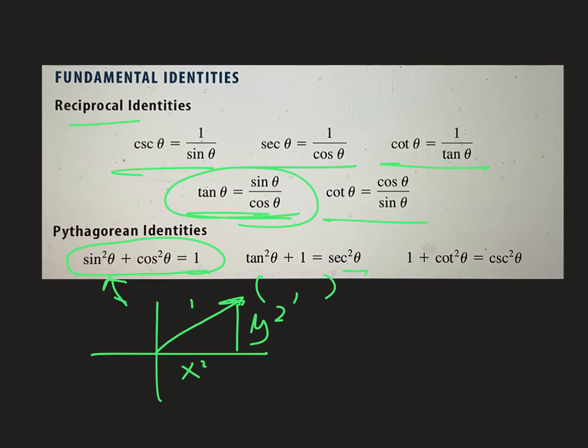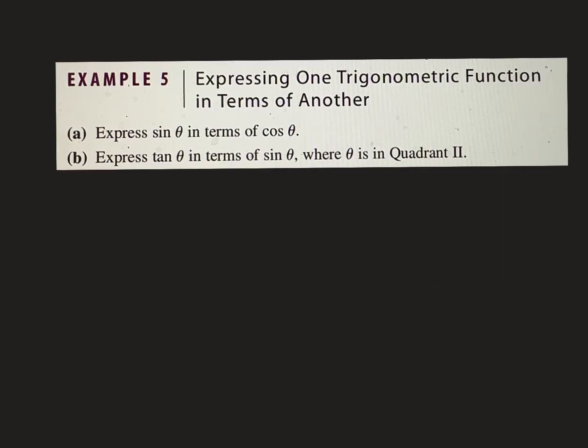If you substitute reciprocals from up top, you can come up with this one: tangent squared plus 1 is secant squared. Also substituting again, you can come up with 1 plus cotangent squared is cosecant squared. So write those three down. We're going to use those three, especially that first one, over and over and over again.